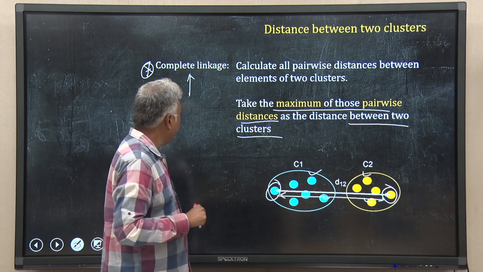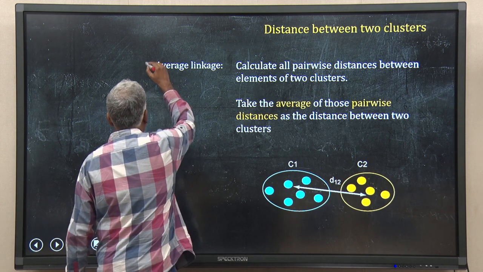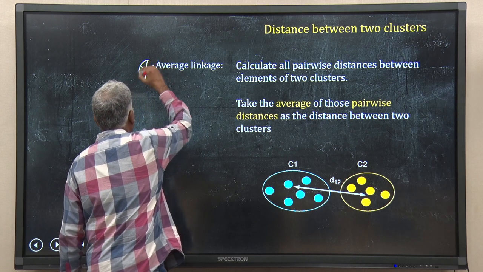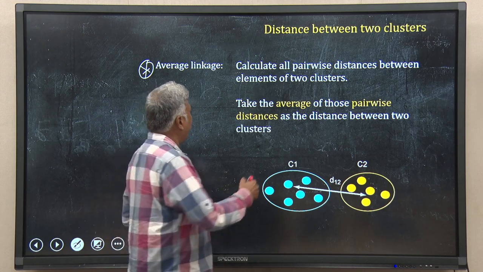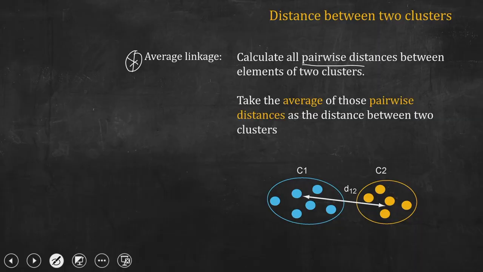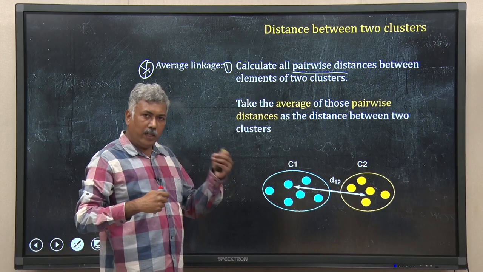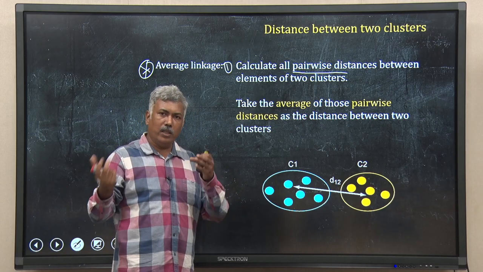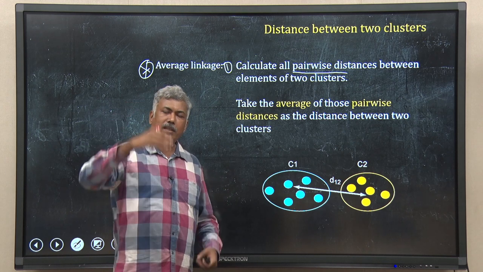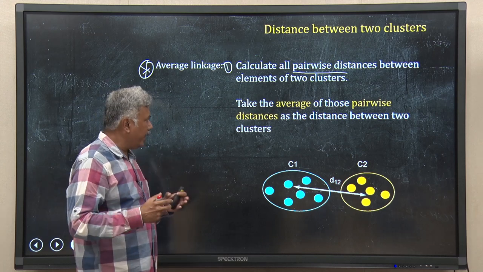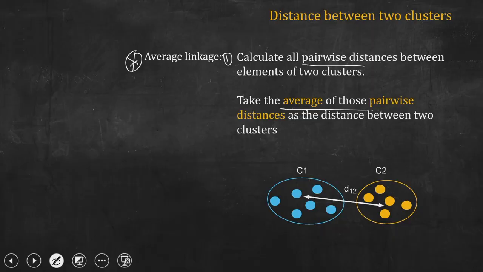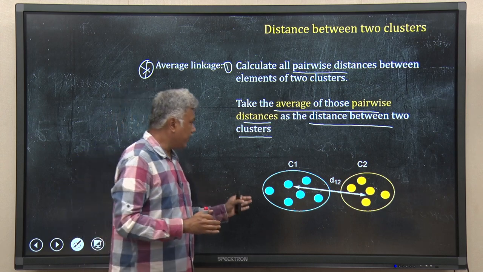Let us look into the third option, that is called average linkage. As the name suggests, essentially we will do averaging of pairwise distances. So, again you calculate all the pairwise distances by taking one object from C1 and C2. So, you make all the pairwise combinations and calculate the distance between all these objects from C1 and C2. And then you take the average of those pairwise distances, and that distance you will consider as the distance between clusters.